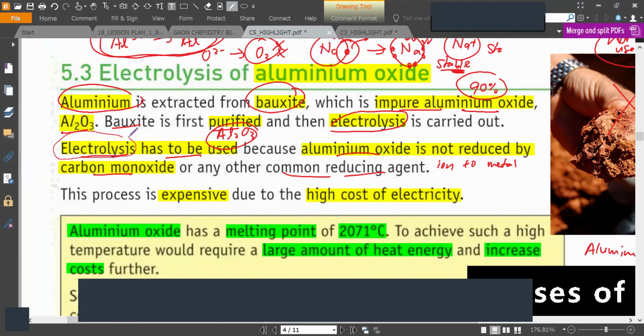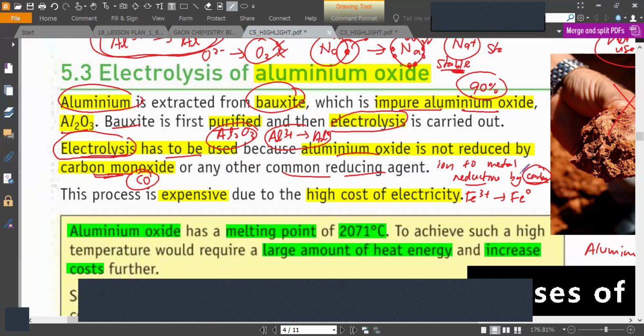Electrolysis is one way. If we want to take aluminium 3 plus to aluminium metal, we can use electrolysis. But we have another method, called reduction by carbon. We can do it for iron 3 plus to iron 0. We can use reduction by carbon. But for aluminium, we cannot use reduction by carbon. Carbon monoxide cannot. The reason why, we will learn in a later chapter.